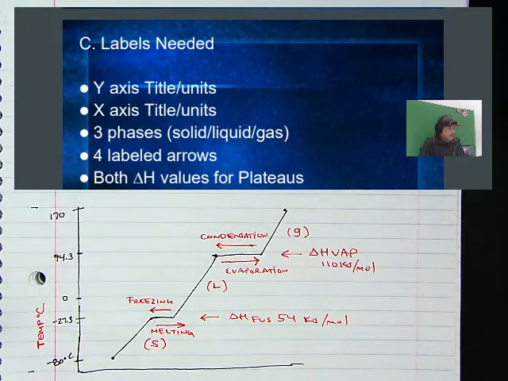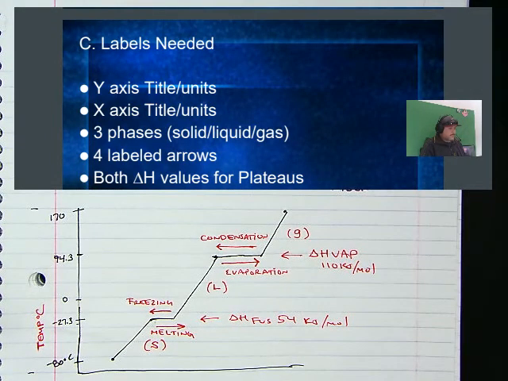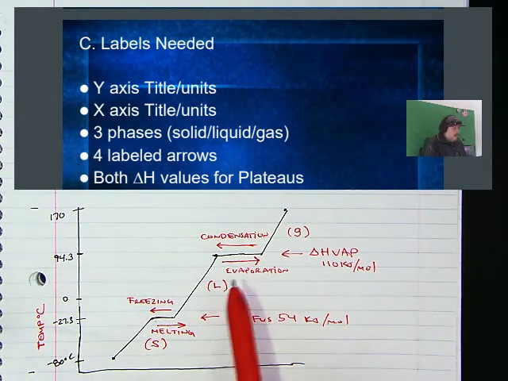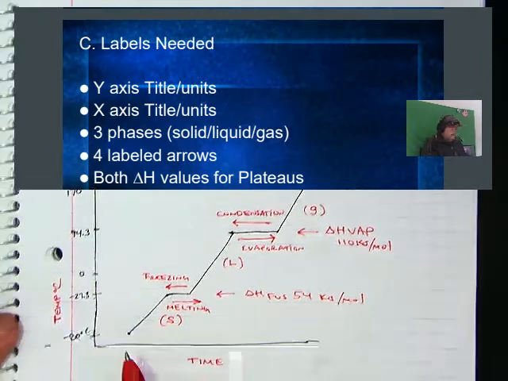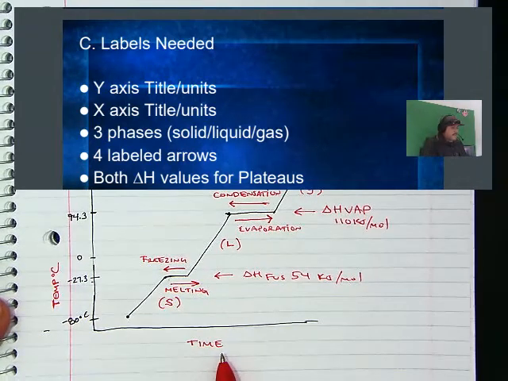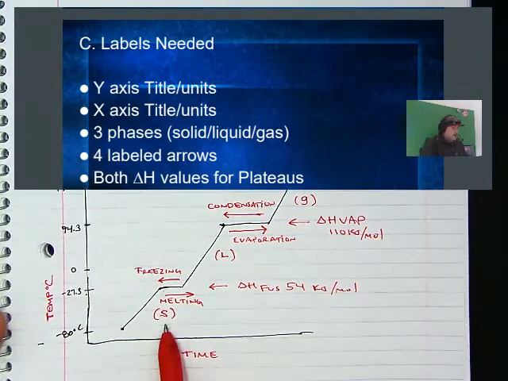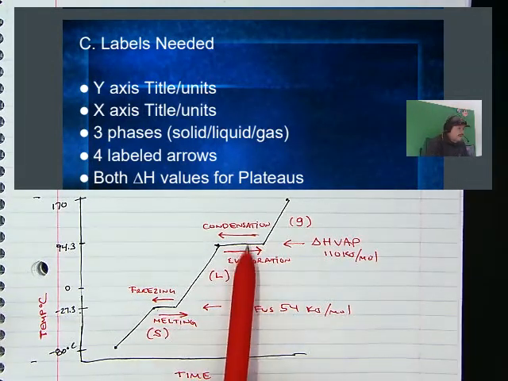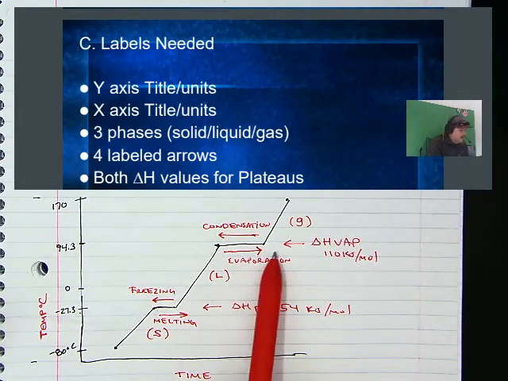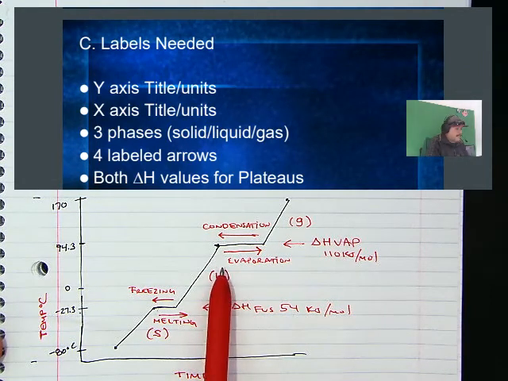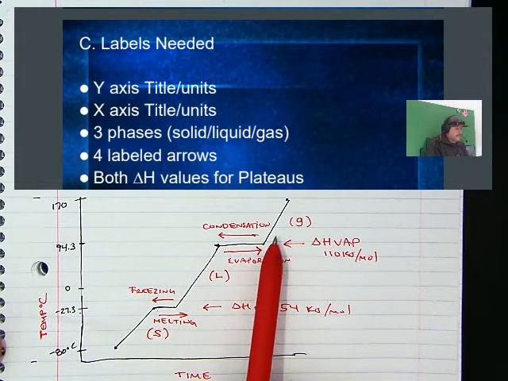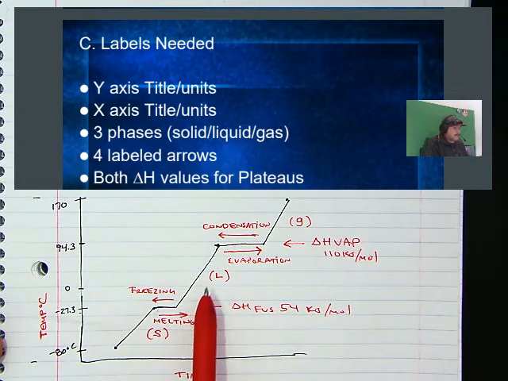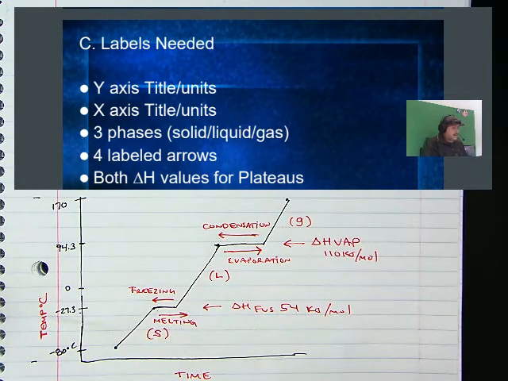That's all you need to do to get 100% on this problem. You did all the drawing, you connected the dots, y-axis label with unit, x-axis just label. Solid, liquid, gas. There's my 3 phases. Here's my 4 arrows. Remember, the arrows are on the plateaus because they describe the process. As the liquid evaporates, it becomes a gas. That's kind of how you read it. As a solid melts, it becomes a liquid. That's kind of how you read these values.